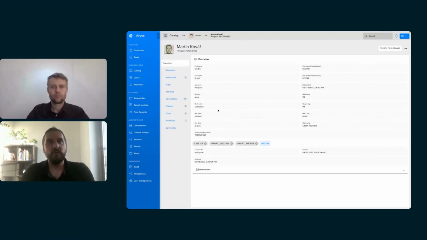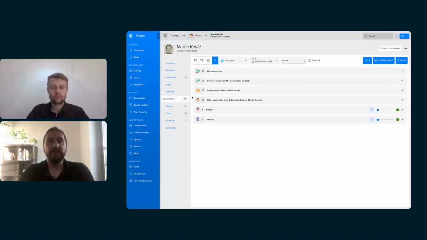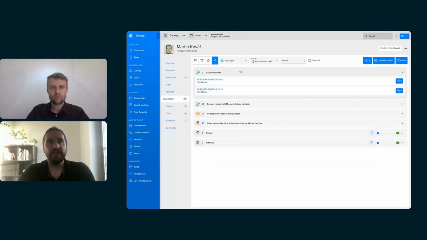Now, the first information I want to find out about this person is what other objects are connected to him. First, I can see 2 SIM cards directly linked to him. I also have information about, for example, directly linked people, based on past investigations. But I can also see other useful information related to call data records, for example all devices he has been using in general with all his SIM cards. So I have 2 SIM cards, and also 2 devices in which the SIM cards were plugged.